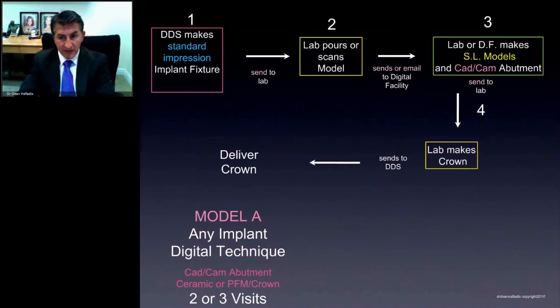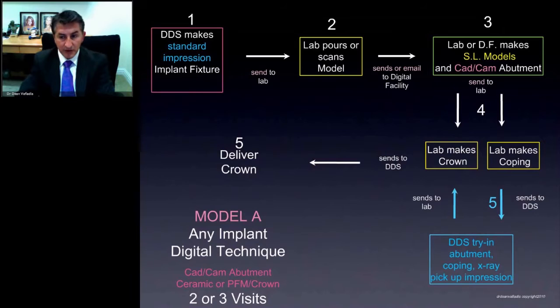After that, the laboratory can make the crown and send it to the dentist. So that's one model of working with CAD/CAM designs. The other portion would be if they make the coping for the crown, sending it to the DDS, who tries it in, takes a pickup impression with regular impression material, then the lab makes the crown and delivers it.